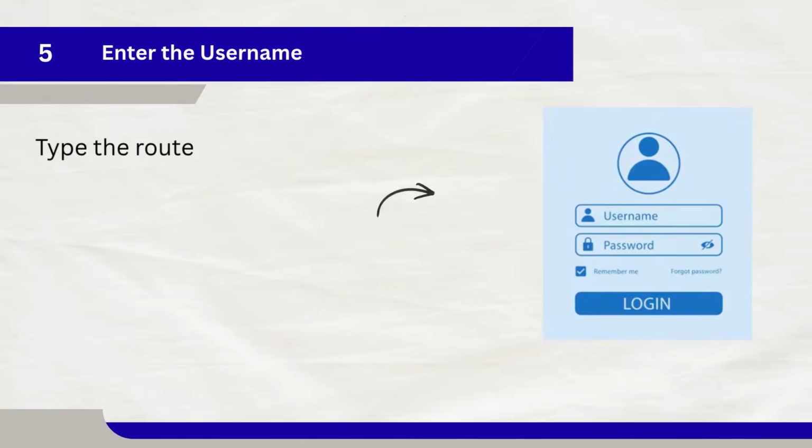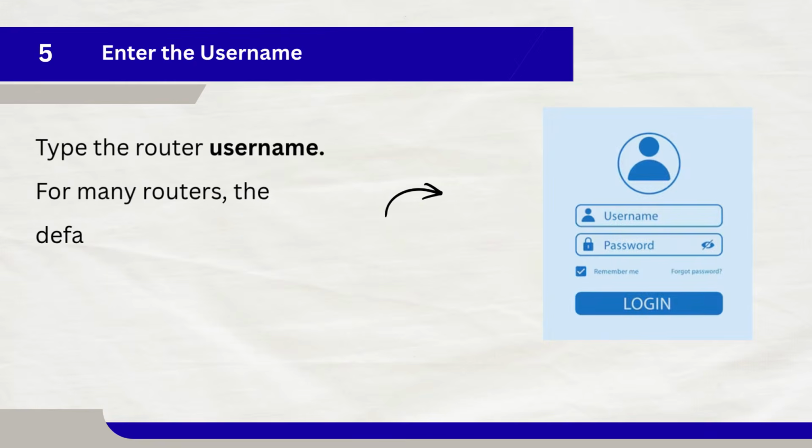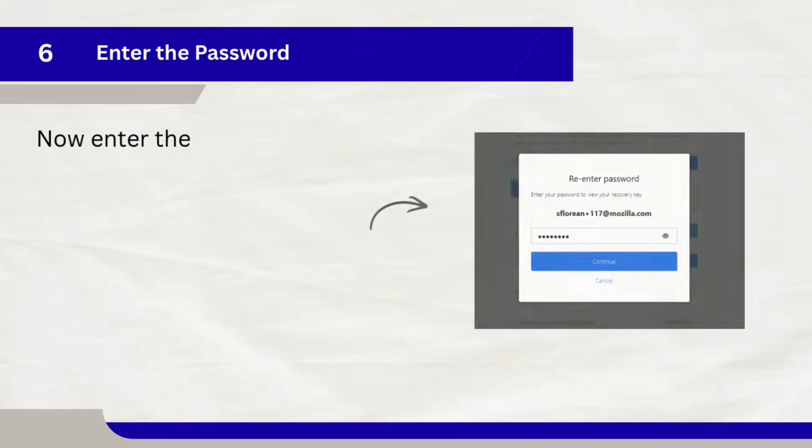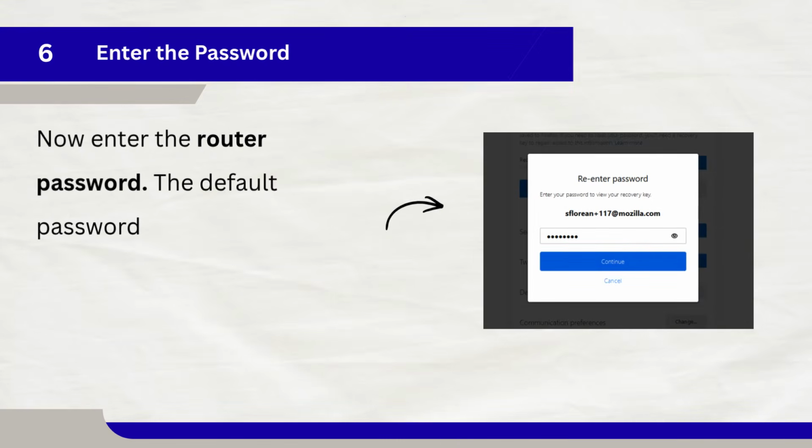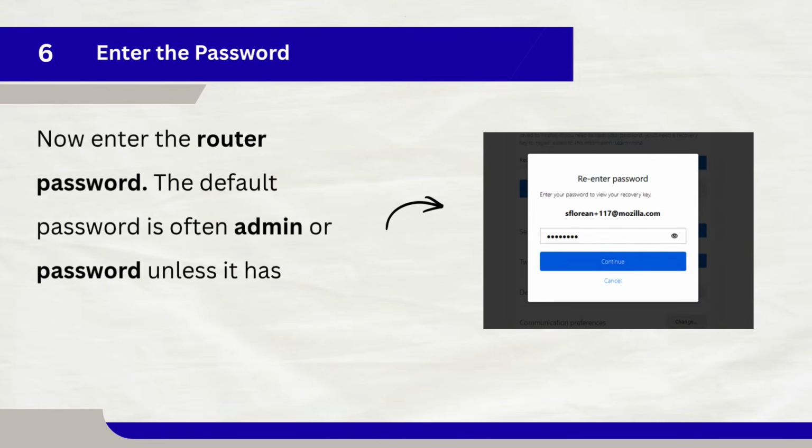5. Enter the username. Type the router username. For many routers, the default username is admin. 6. Enter the password. Now enter the router password. The default password is often admin or password unless it has been changed.